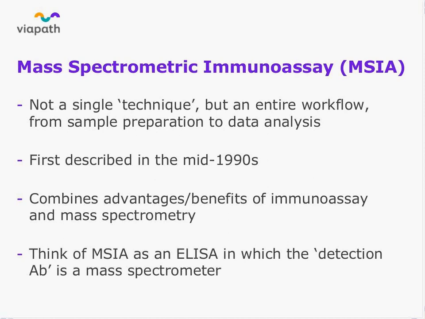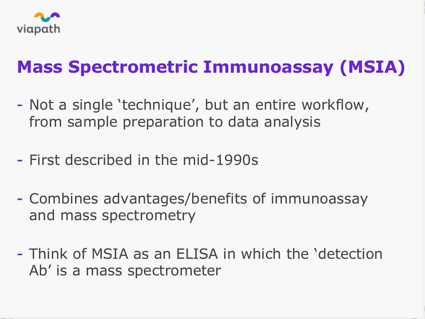So we go through from the sample preparation itself, which is key to the whole process, but also the MSIA as a workflow includes the data capture, the data analysis, and the data processing, which, as you'll see with high-resolution mass spectrometry, is actually critical to the whole process. But in a nutshell, what we have with MSIA is the combination of the advantages and benefits of immunoassay, which we use for the upfront sample preparation, sample enrichment, and then the detection capabilities of the mass spectrometry system.